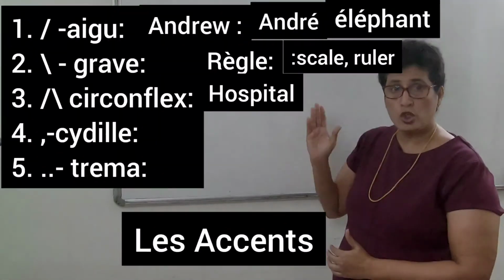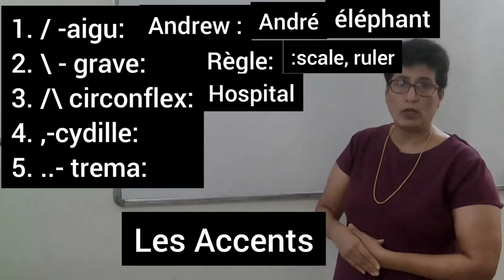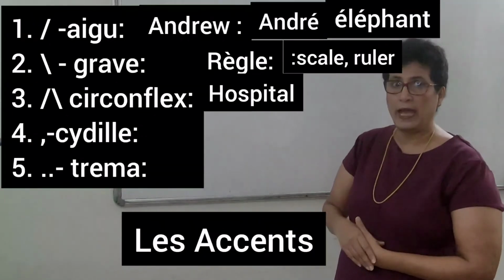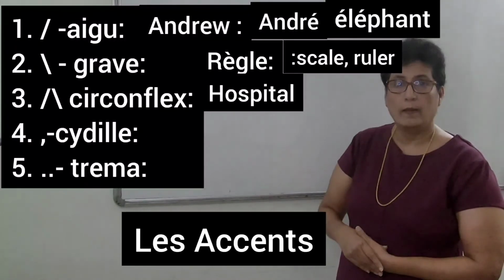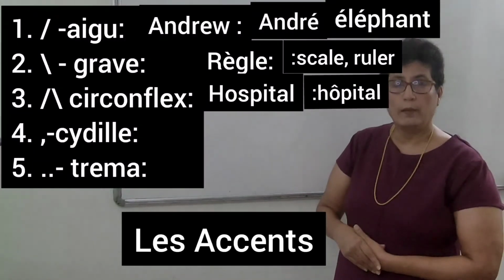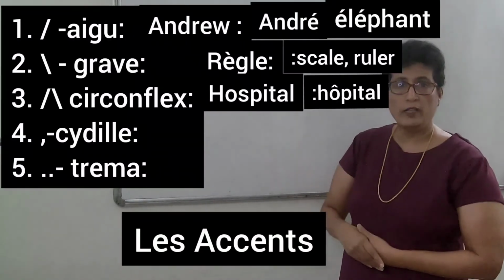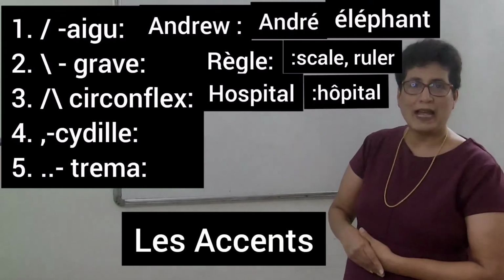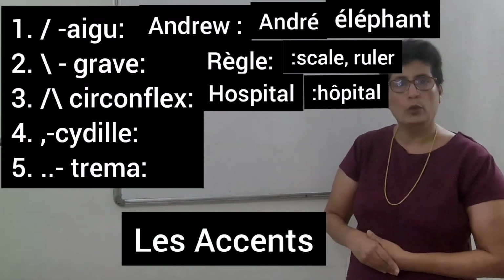Okay? So I've put this word on the board and I will not pronounce the H because it's an H mute. And you will read this word as hospital. Now, the modern French word is hôpital. Hôpital means hospital. You are very right.